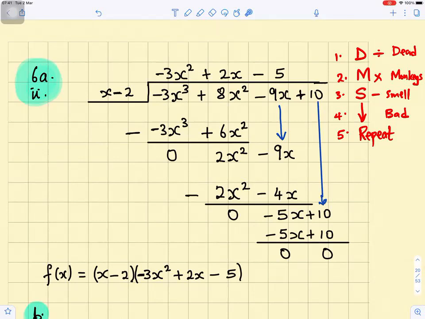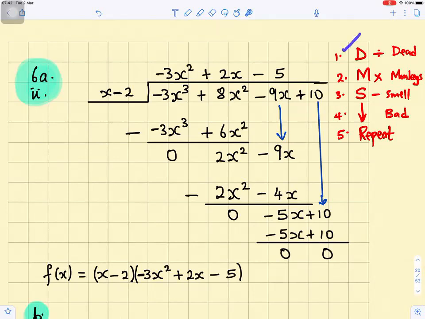Now you subtract. Minus 3x cubed minus minus 3x cubed. Minus and minus becomes a plus. So minus 3x cubed plus 3x cubed is 0. 8x squared minus 6x squared gives you 2x squared. And then number 4, you bring down the minus 9x. Number 5, repeat. You go back to the top and start all over again.